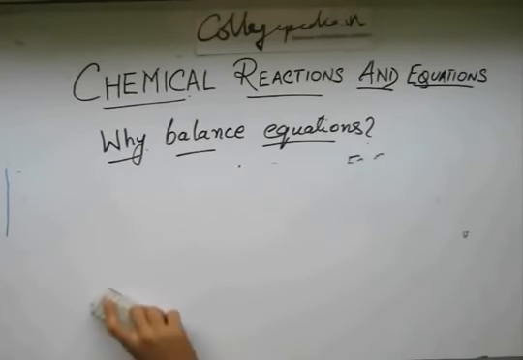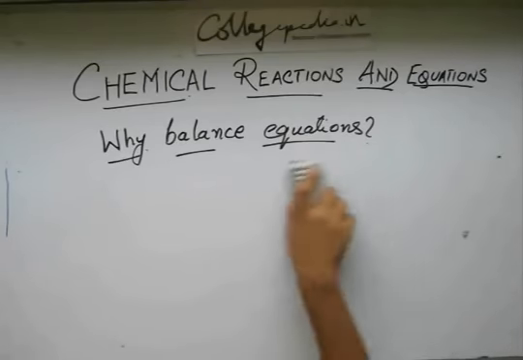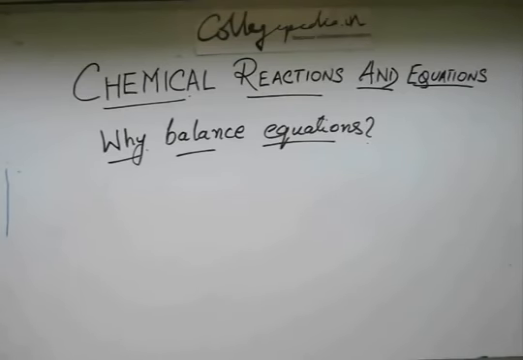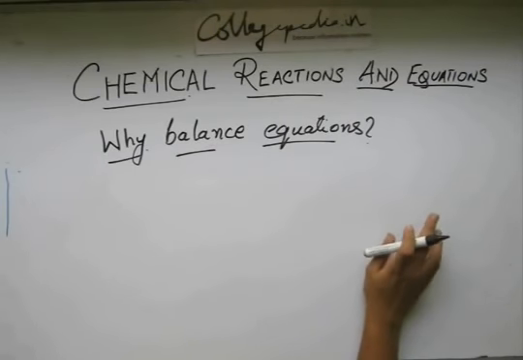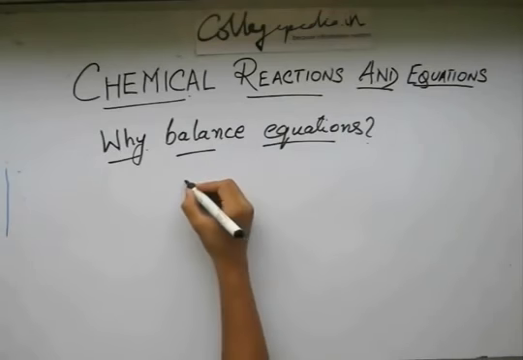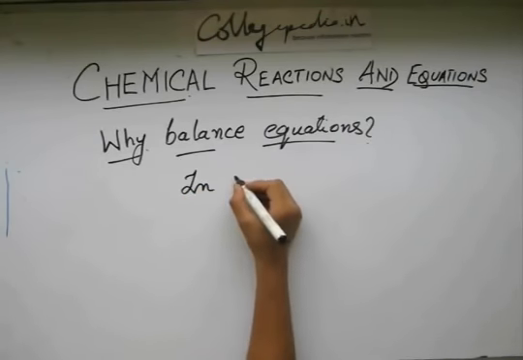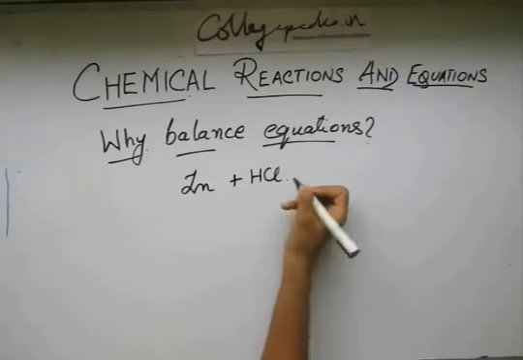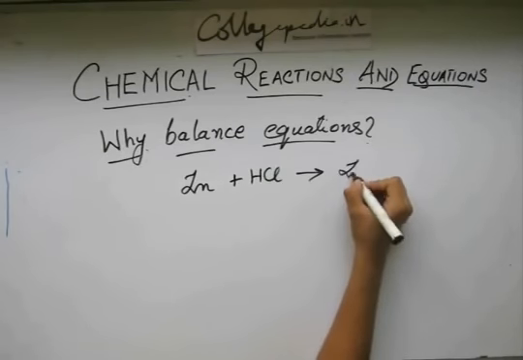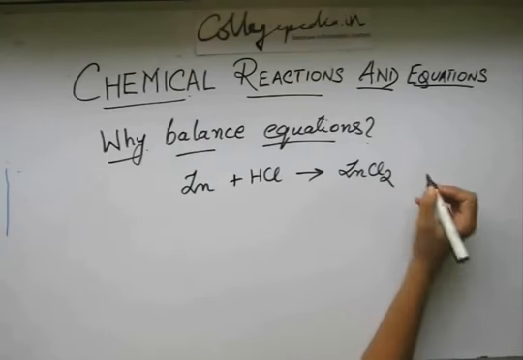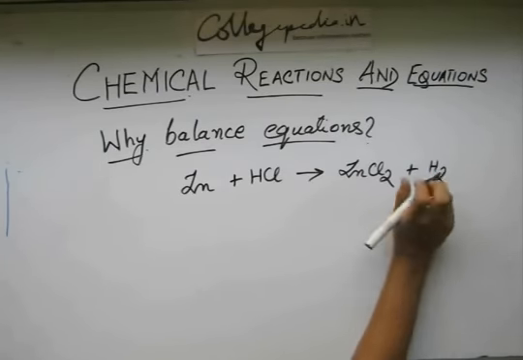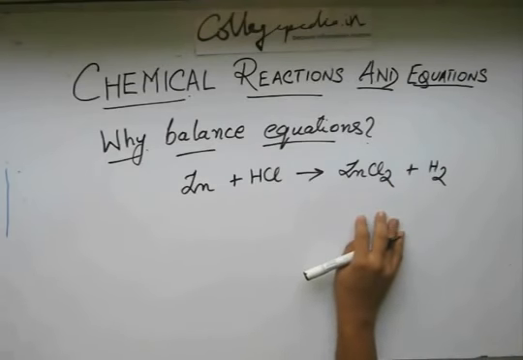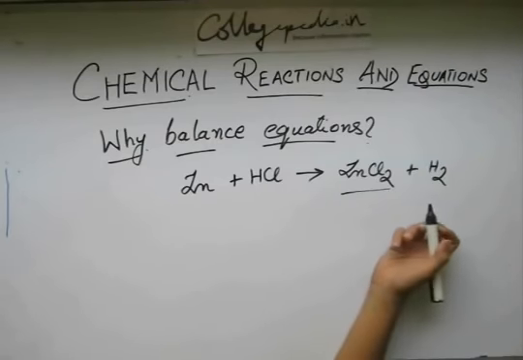Now let us balance a few more equations. Like I told you, in our zinc granule and hydrochloric acid activity, the reaction was zinc plus hydrochloric acid. It would give zinc chloride, which is ZnCl2, and hydrogen gas. So how can you balance this equation? Here the most complicated thing you will find is zinc chloride.